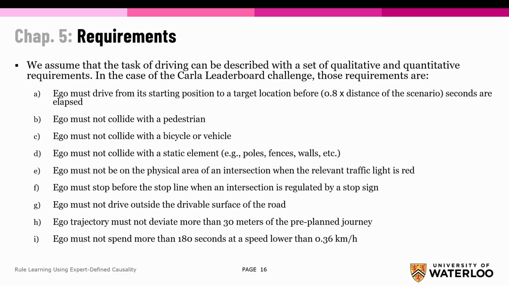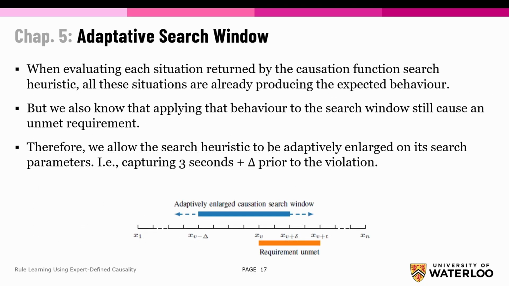It could also be, the ego must not be in the physical area of an intersection when the relevant traffic light is red. So they have statements like this, and we assume that the simulator will track the autonomous vehicle and be able to say, here you have violated that requirement. So the simulator will provide that information. Here we are assuming that at some point, the simulator is going to say from t_x to t_x plus t, you have violated a given requirement.